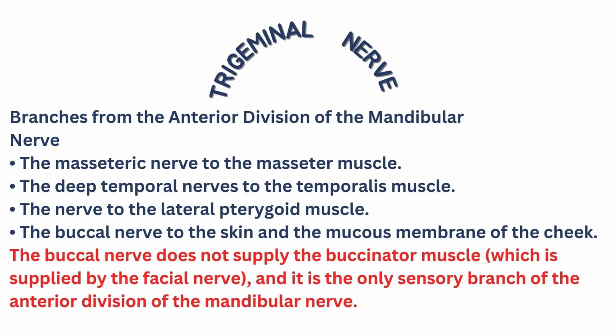Then the branches from the anterior division are the masseteric nerve that supplies the masseter muscle, the deep temporal nerve for the temporalis muscle, then a nerve to the lateral pterygoid muscle, and the buccal nerve. It's important for you to remember that the buccal nerve does not supply the buccinator muscle. The buccinator muscle is supplied by the facial nerve. It is the only sensory branch of the anterior division of the mandibular nerve.